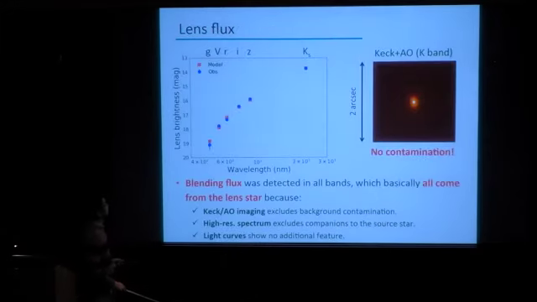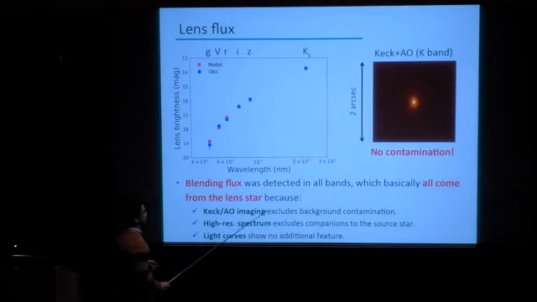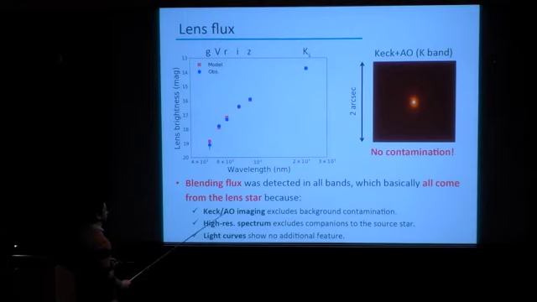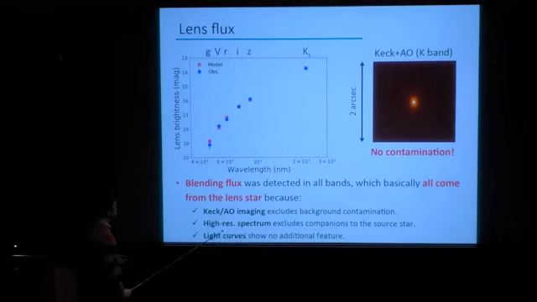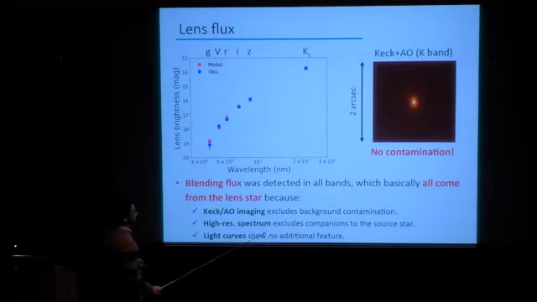On the other hand, we could detect blending fluxes in all optical and near infrared bands, which basically can be attributed to the lens star. Because from Keck AO imaging, we did not find any background contamination. And also, the high resolution spectrum excludes companions to the source star. And the light curves show no additional feature due to companions to source or lens stars.